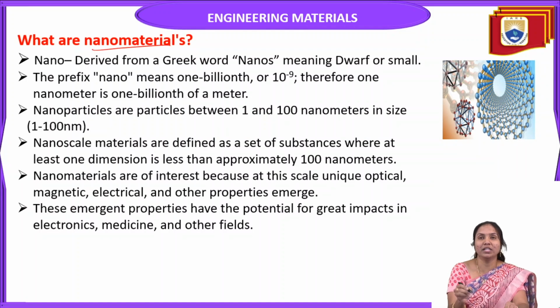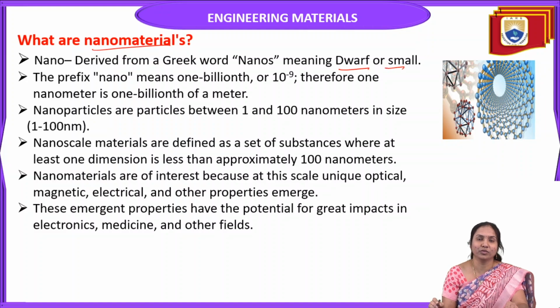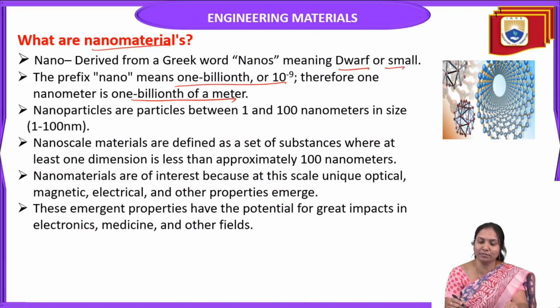So first, what is a nanomaterial? From the Greek, nano means dwarf or small. So nano means the particle size is very small, in the range of 10 to the power minus 9 meters. The prefix nano means one billionth, or 10 to the power minus 9. Therefore, 1 nanometer is one billionth of a meter. The particle size of nanomaterials or nanoparticles is between 1 and 100 nanometers.